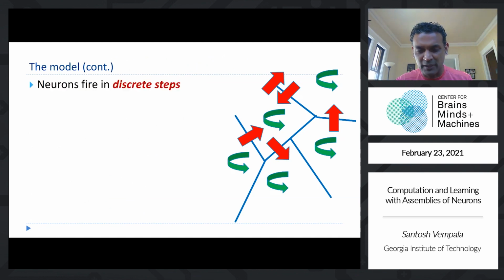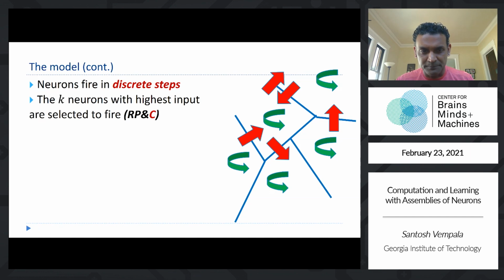Now what are the dynamics? The neurons will fire in discrete steps. This is again a theoretical simplification. So there's time going by, but in discrete steps. And what are the k that are going to fire? The k neurons that are going to fire in any one area are the ones with the highest weighted input from their neighbors, whether they're from the same area or other areas. You look at the way every synapse, every edge, has a weight. Look at the weighted sum, and whichever k are the highest in the entire area, the top k, they will fire.